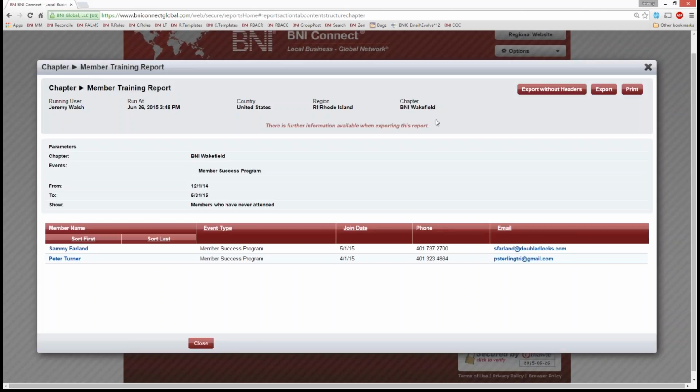but this will show us, for example, for my chapter, who has not yet ever taken the member success program, which means if I was the secretary treasurer in my chapter and I was doing the scheduling, I would know not to schedule Sammy and Peter yet until they've gone and taken the member success program. It also allows me to see, well, Peter joined way back in April, so it's been really over 2 months. It's been almost 3 months now. I really need to get on his case about making sure that he gets to that member success program and gets it scheduled. Gives me his phone number, their phone numbers, and their email addresses right here as well, in case I need to get in touch with them.